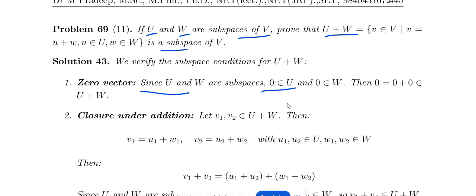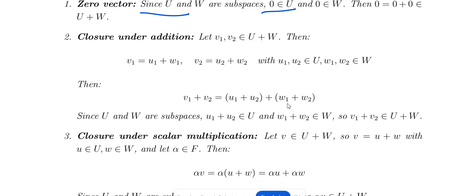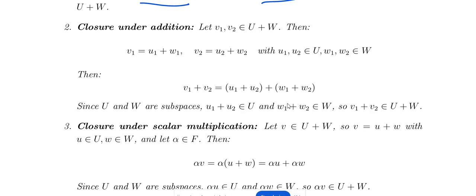The zero vector is obviously there; I did not talk about that. The zero vector, the identity, obviously belongs to U plus W. Then closure under addition and scalar multiplication. For closure, take v1, v2 belonging to U plus W. v1 is of the form u1 plus w1, and v2 is of the form u2 plus w2.